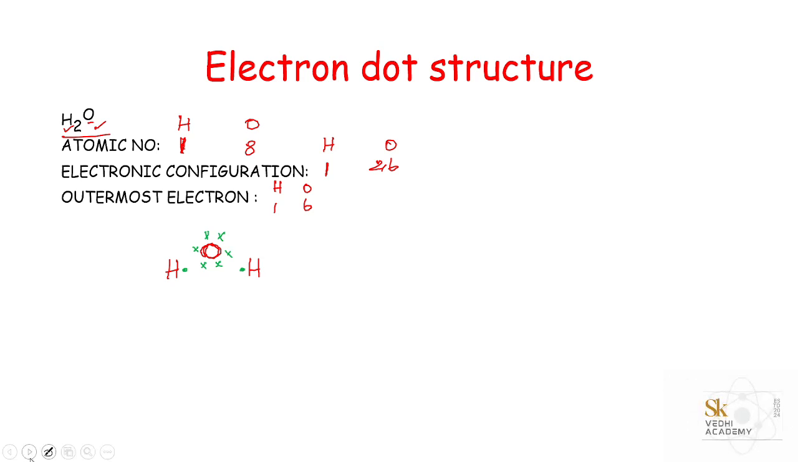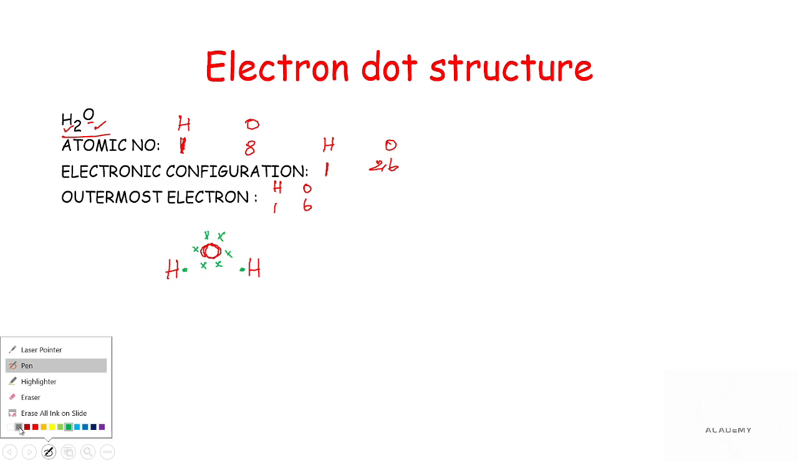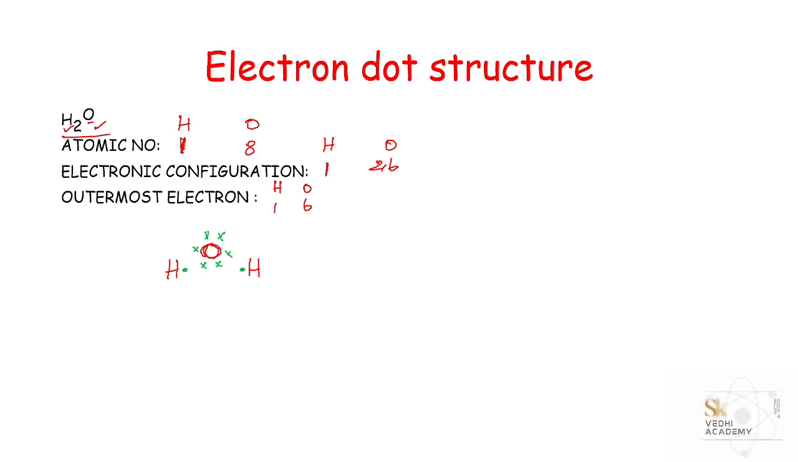So we'll go with the easiest compound first, hydrogen. Hydrogen has only 1 electron and needs 1 more electron to get its stability. So take 1 electron from this oxygen, and 1 more, because this hydrogen has only 1 electron, so take 1 more from oxygen. Now both the hydrogens are stable by having 2 electrons in them.